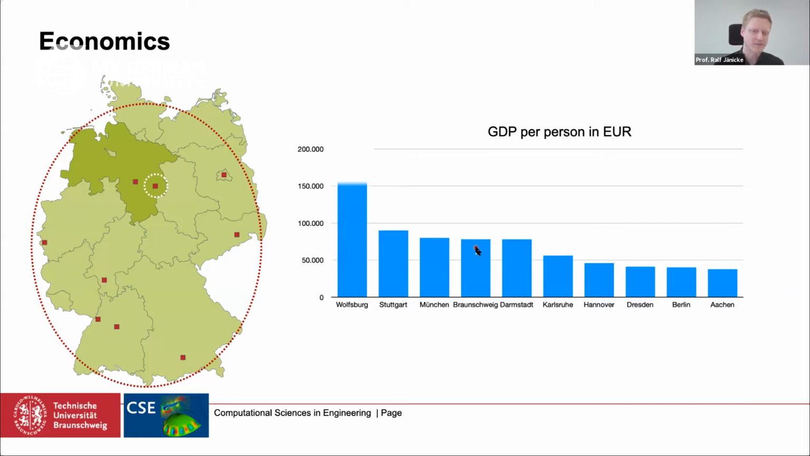And even more extreme, if you now see Wolfsburg, where the headquarters of Volkswagen is, then obviously if you get a job there, you might have a chance to have a really good income there.